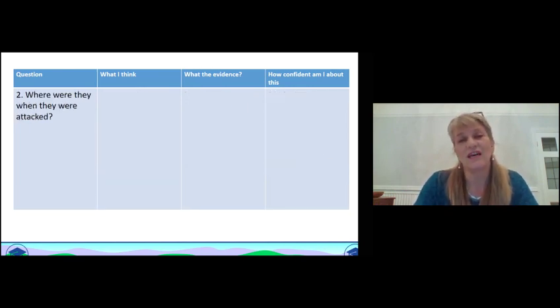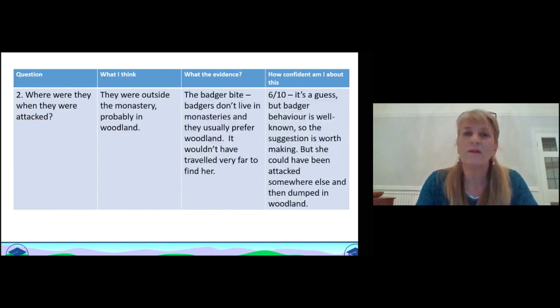So the next question then is, where were they when they were attacked? Well, I think they were outside the monastery, probably in woodland. What's the evidence for that? Well, it's that badger bite. Badgers don't live in monasteries and they usually prefer woodland. It wouldn't have travelled very far, they don't have huge territories, they've only got relatively short little legs.